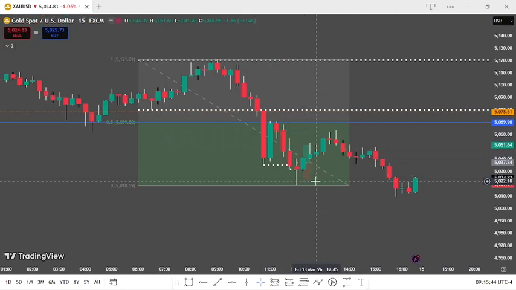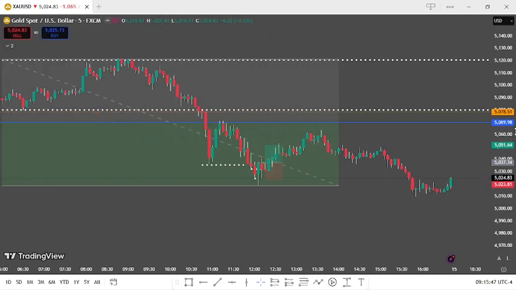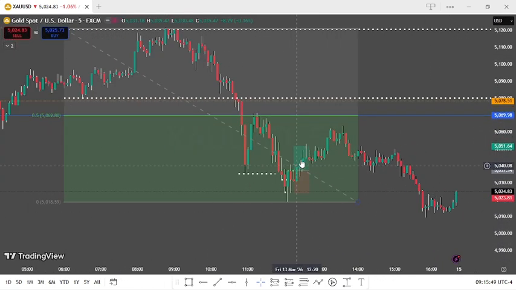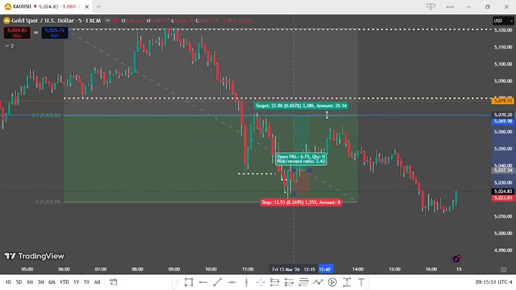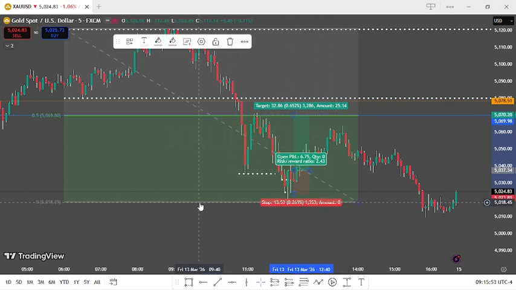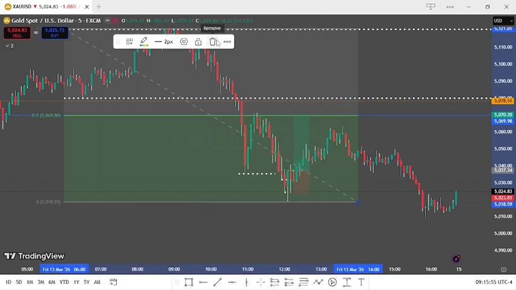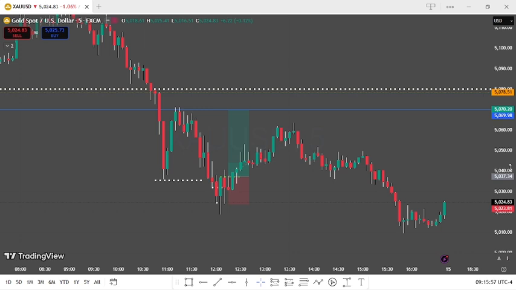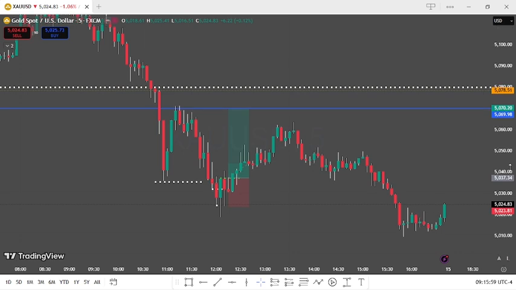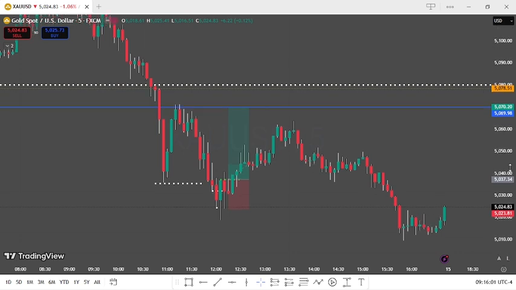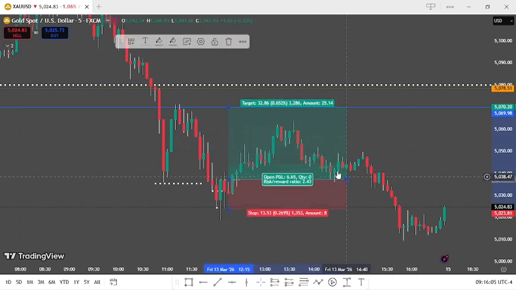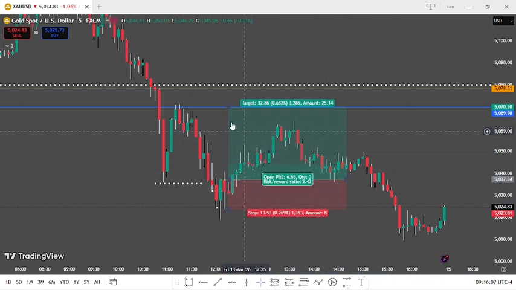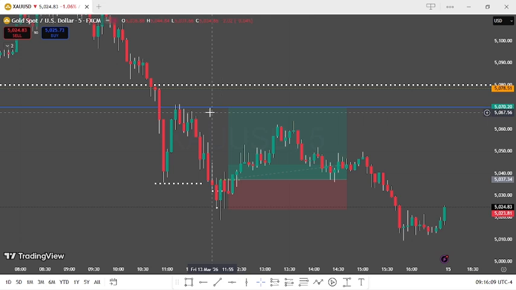Okay, my entry was on 5 minutes, so I will just drop down to 5 minutes again, and I targeted 50% of this range. It was the perfect setup for a CRT. But as you can see, price did not get to my take profit target.